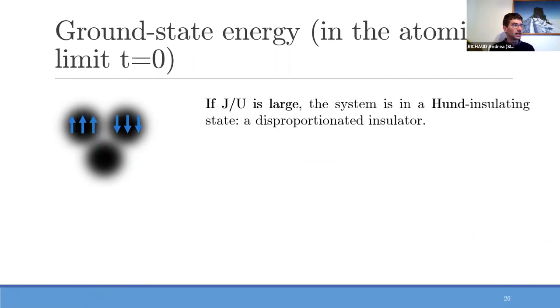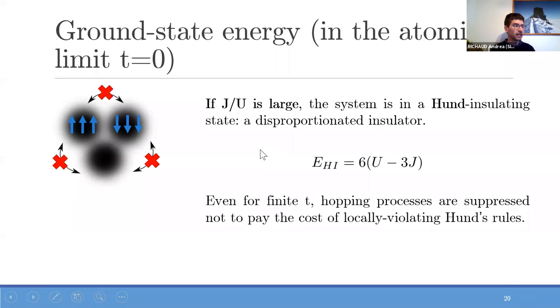So now we consider another limit. J over U is very large. In this case, the system is in a Hund's insulating state. And this is a disproportionated insulator. That means that different sites host a different number of electrons. This is the energy of this configuration. And when you switch on the tunneling, hopping processes are suppressed, not to pay the cost of locally violating Hund's rules. So not to lose the high spin and the high angular momentum of these configurations.